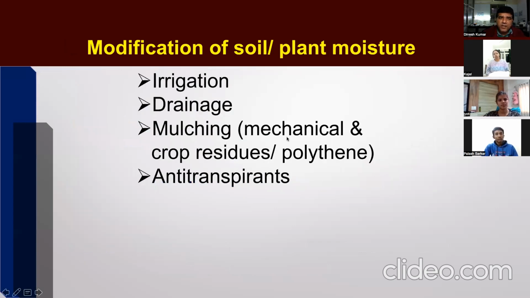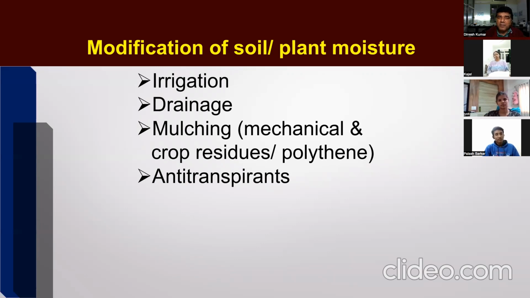Now, can we modify the soil or plant moisture? Yes, we can modify. If there is drought condition, if there is shortage of water, we can apply irrigation. Let us keep it as simple as possible. Then drainage, if it is excess water, go for drainage. So we can avoid the losses caused by excess water or flooding.